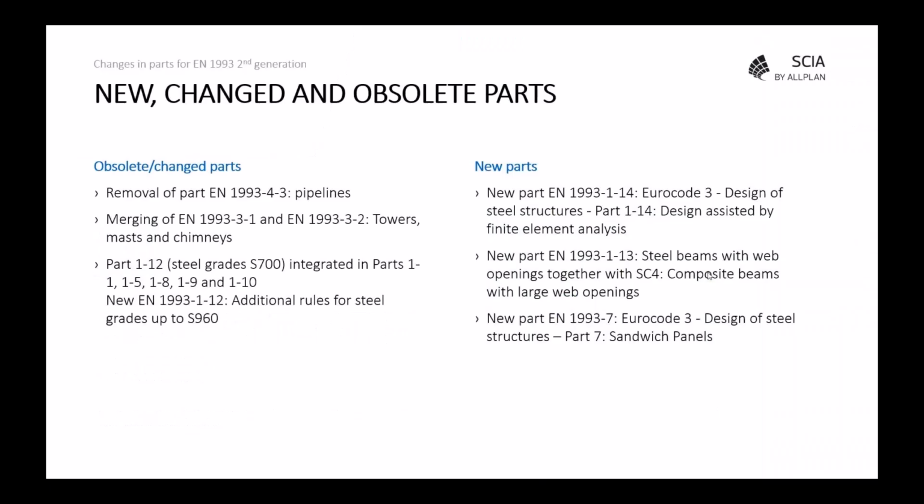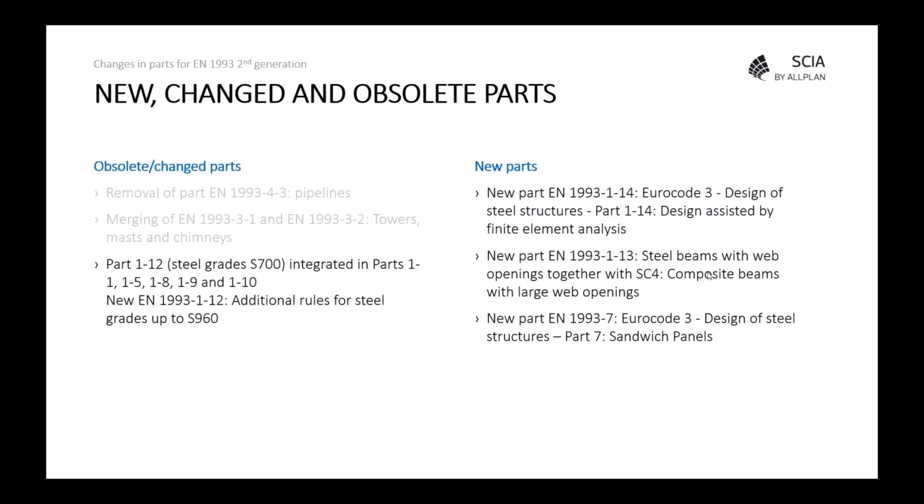First, not about part 1.1 specifically, but let's look a bit at what's changed in the parts of the Eurocode. Some parts have been removed, like the one for pipelines, some have been changed or merged, and other parts have been added into the code. And I'd like to put emphasis on the changes to part 1.12, which was the part that handled the steel grades up to S700, so from S460 up to S700.